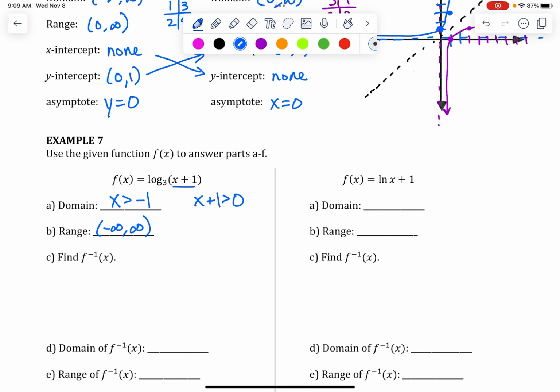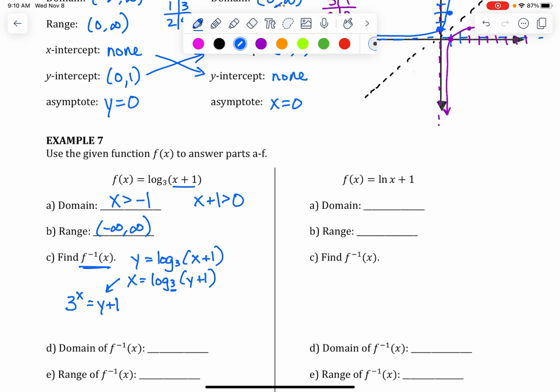Now to find the inverse, this harkens back to the last unit, right? So what we're going to do, just like we do with any inverse function, is replace f of x with y. And then we're going to switch x and y, right? So x equals log base 3 of y plus 1. And now you're going to solve for y. Because we already know how to convert from log form to exponential form, this is going to make things a lot easier. So your base is 3, your exponent is x, and that's going to equal y plus 1. And that is the big step to go from log form to exponential form.